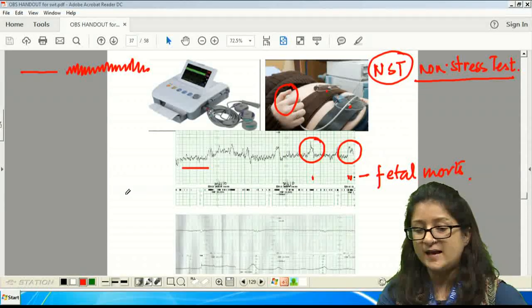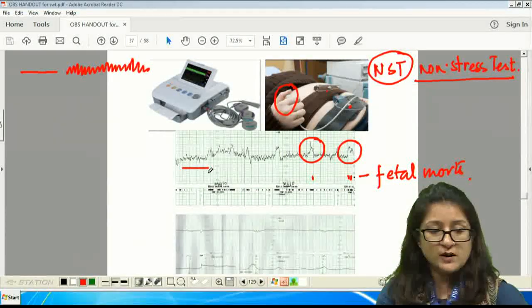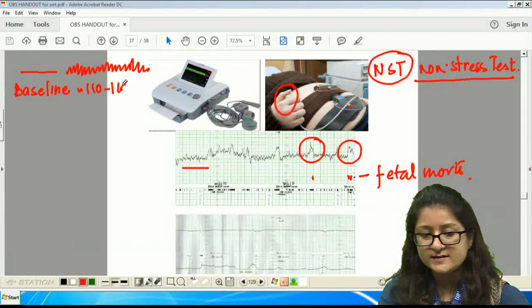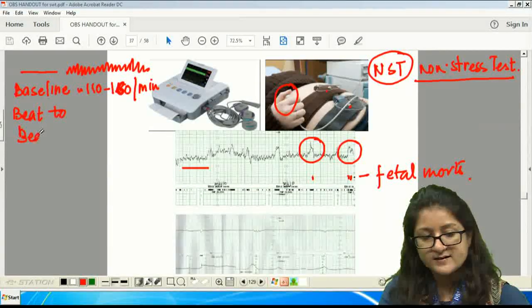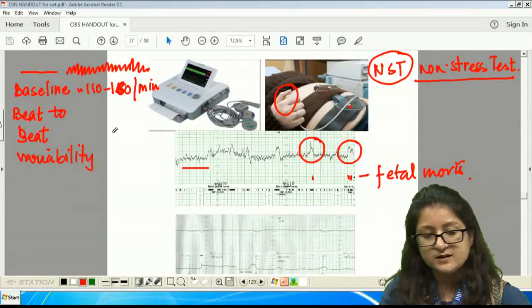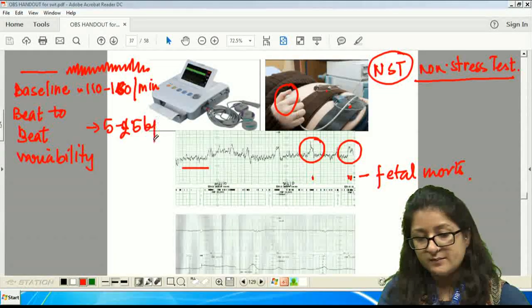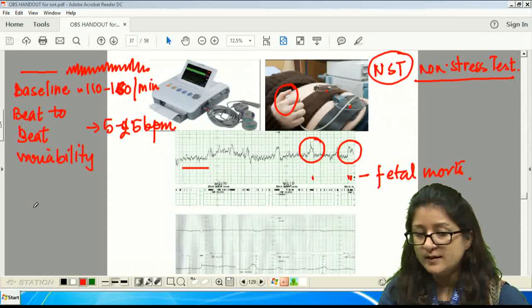All right, so the baseline is zigzag and wavy. The baseline is around 100 to 160 per minute, which is normal. There is beat to beat variability. This zigzag portion signifies the beat to beat variability, and normally it should be 5 to 25 beats per minute. That means it is normal.